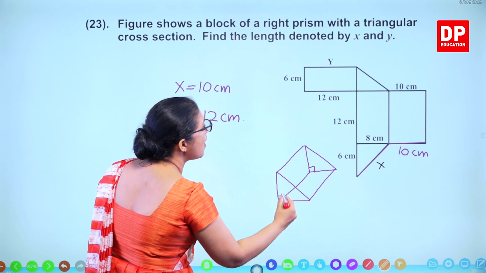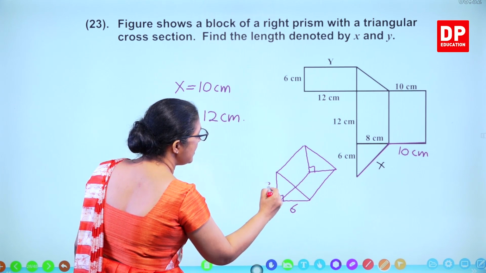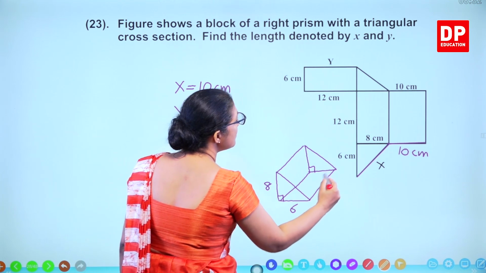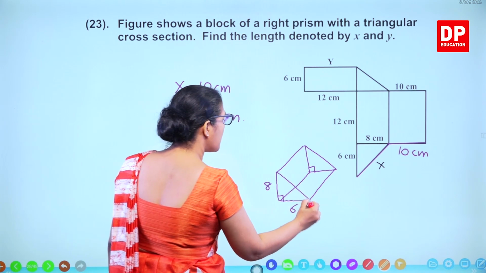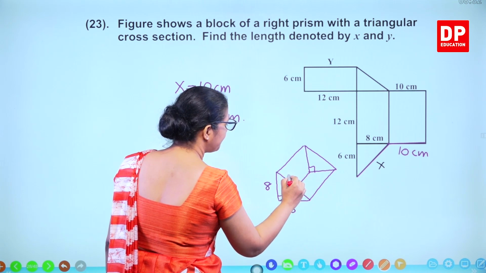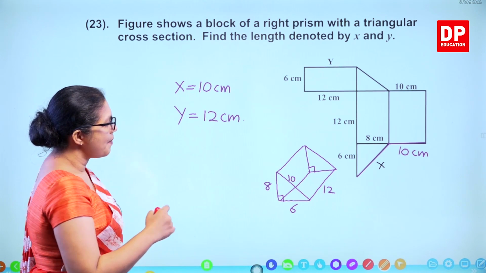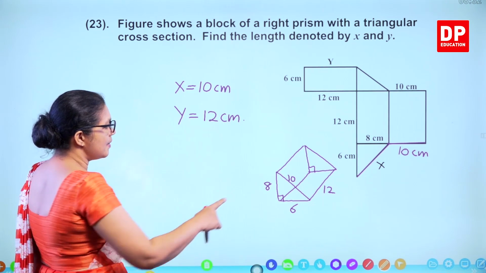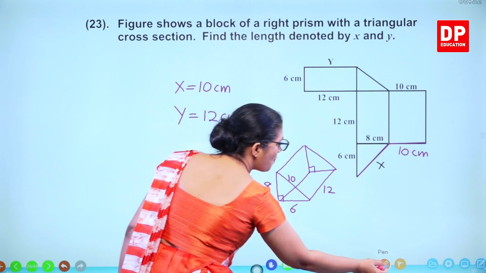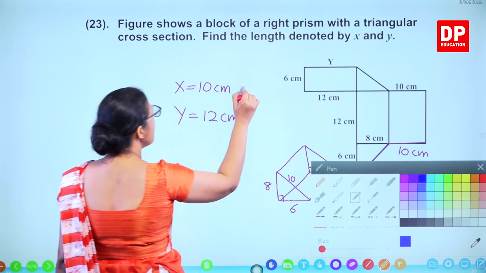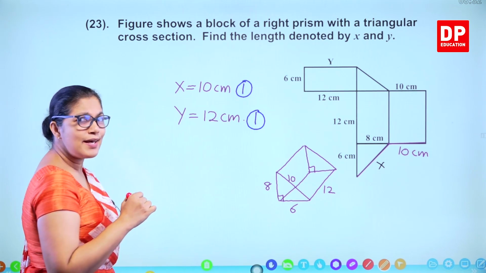So we'll just mark if this is 6 and this is 8. This becomes 10. And this is 12. So those are the measurements in this right angle prism. So you get 1 mark to identify the x value, 1 mark to identify the y value.